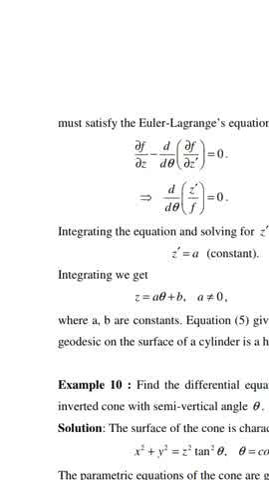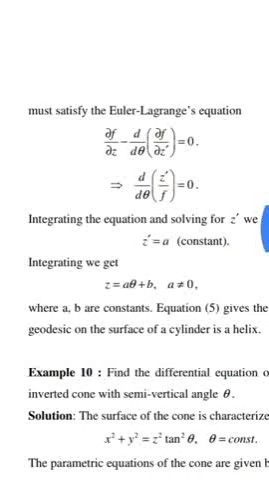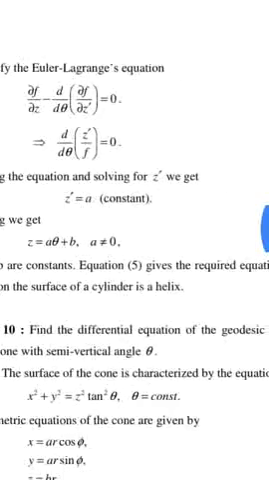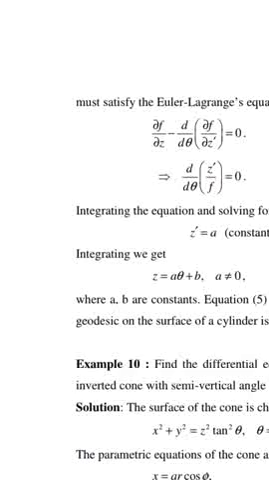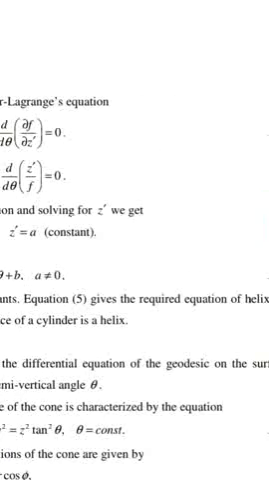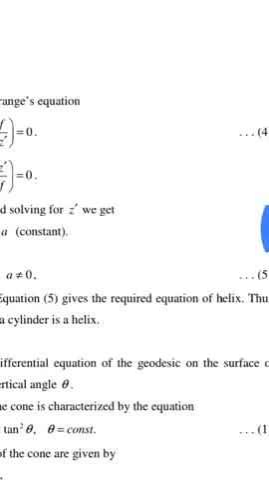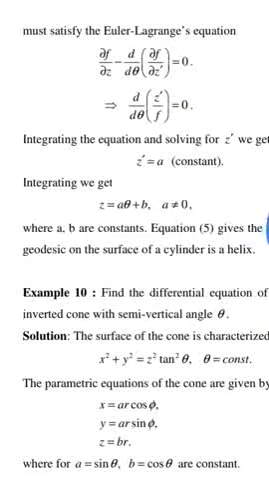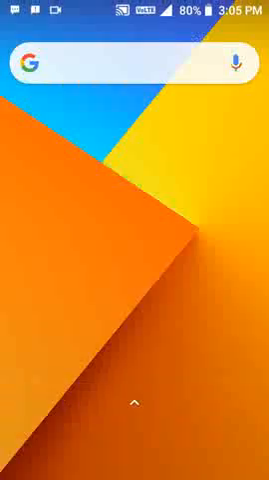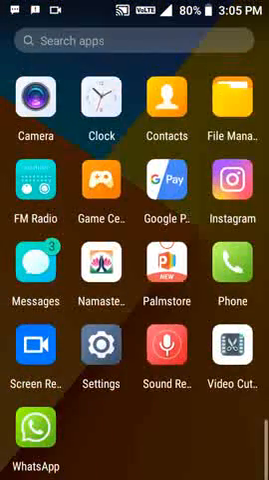And dz by d theta is equal to a. Therefore, dz is equal to a d theta. Integrating we get z is equal to a theta plus b, a is not equal to 0, where a, b are constants. Therefore, this equation gives the required equation of a helix, and thus the geodesic on the surface of a cylinder is a helix.